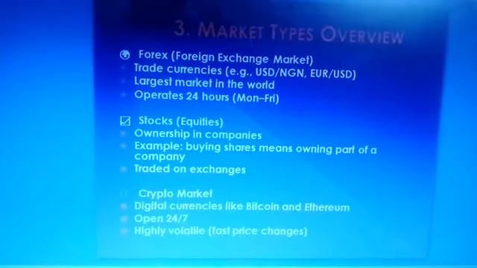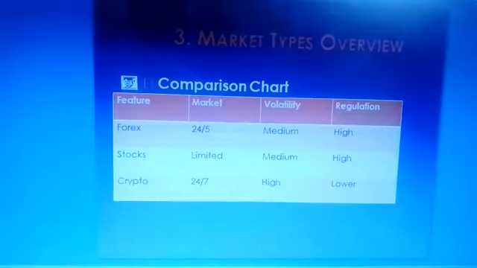If you have a diversified portfolio across different continents and different time zones, then you have to trade and pay attention to your stocks. Now, comparison charts for types of markets. The Forex market is a 24/5 market, which is 24 hours, 5 days a week, and its volatility is medium and its regulation is very, very high. It has higher regulation, while the stock market is limited. It's not like the 24 hours and 5 days a week.